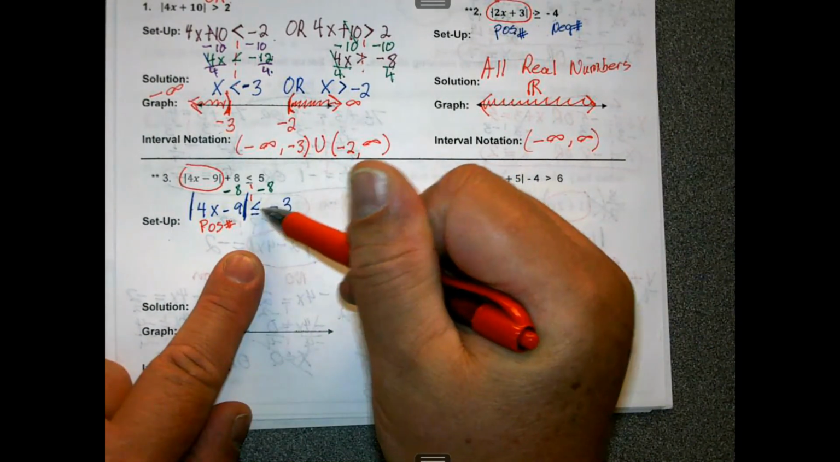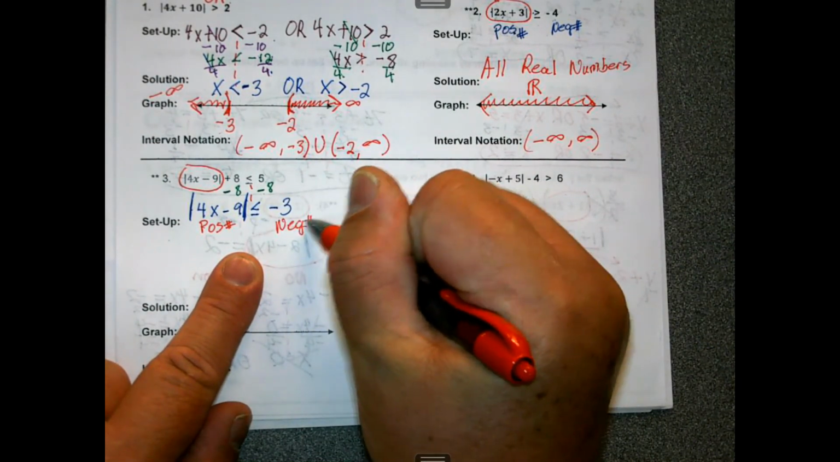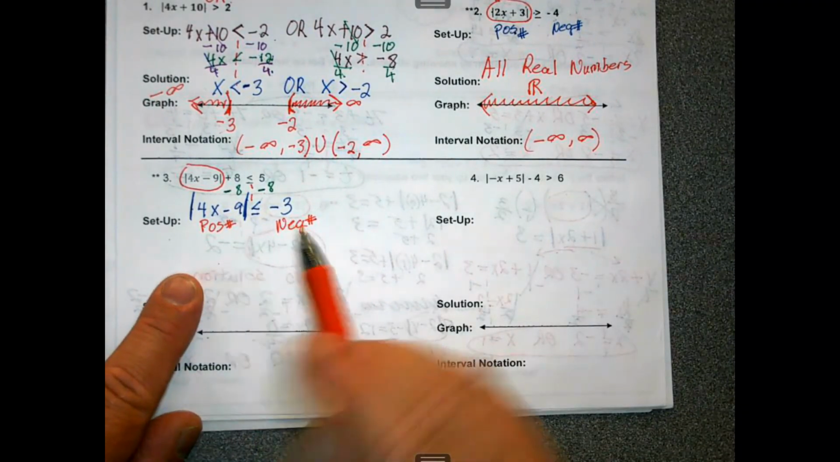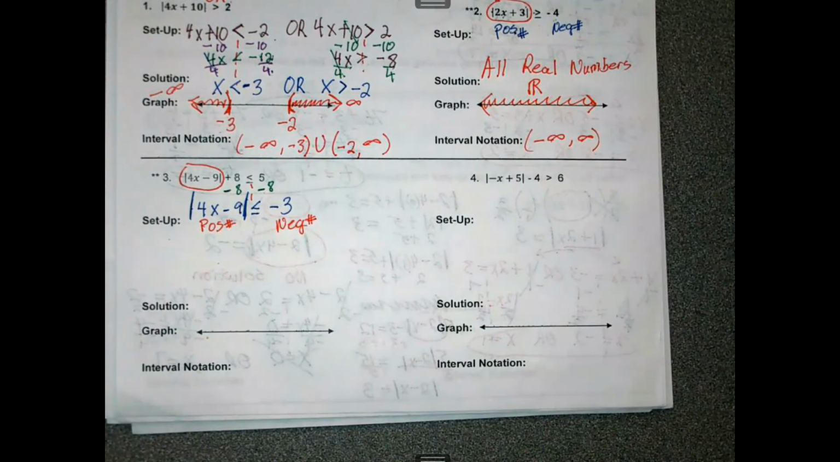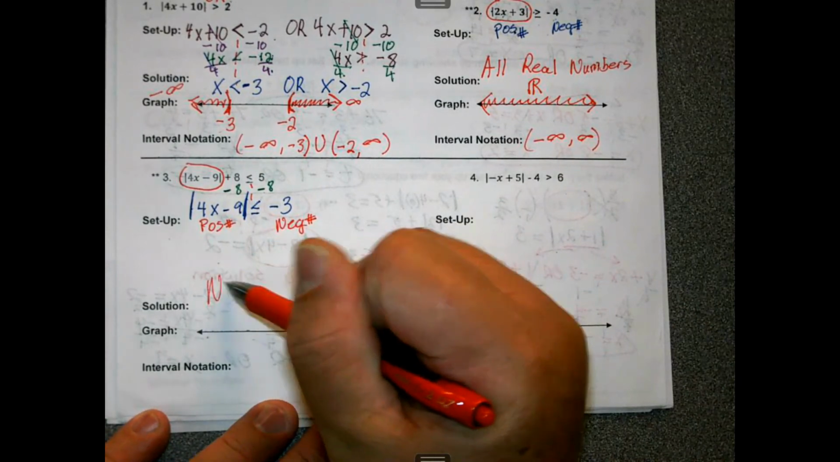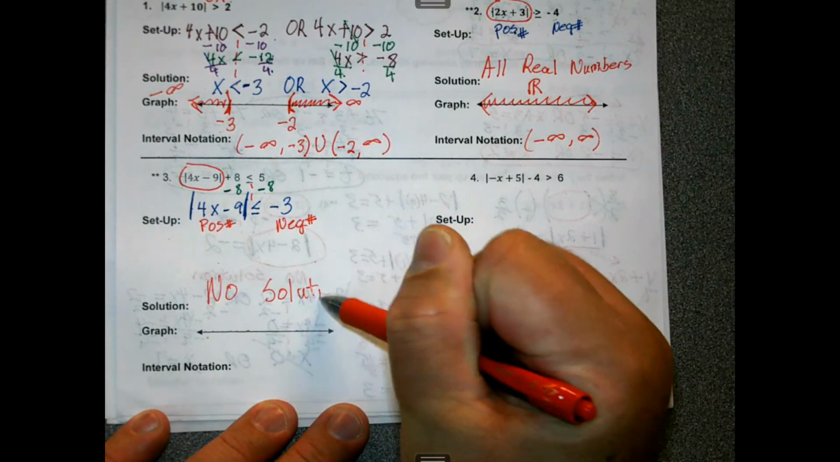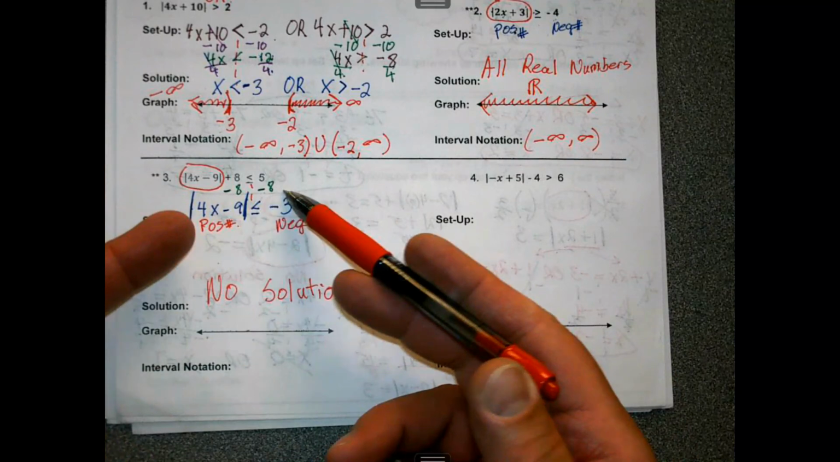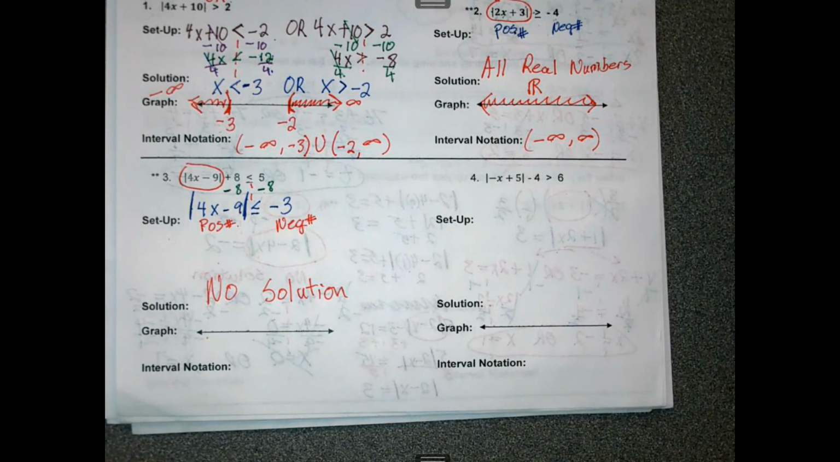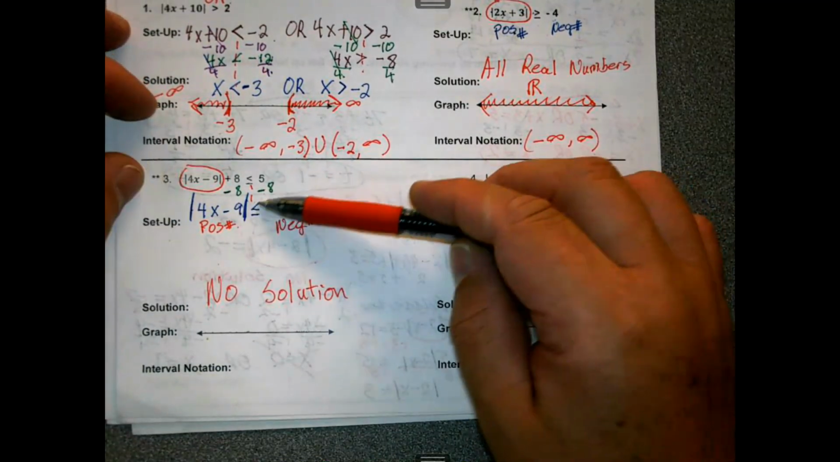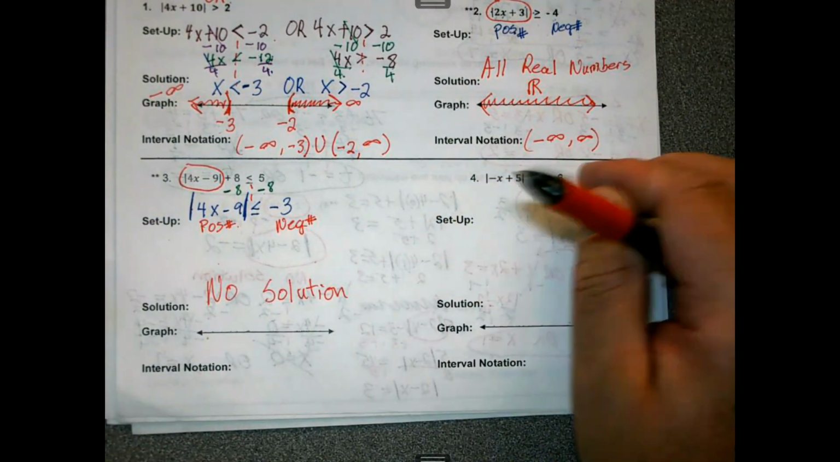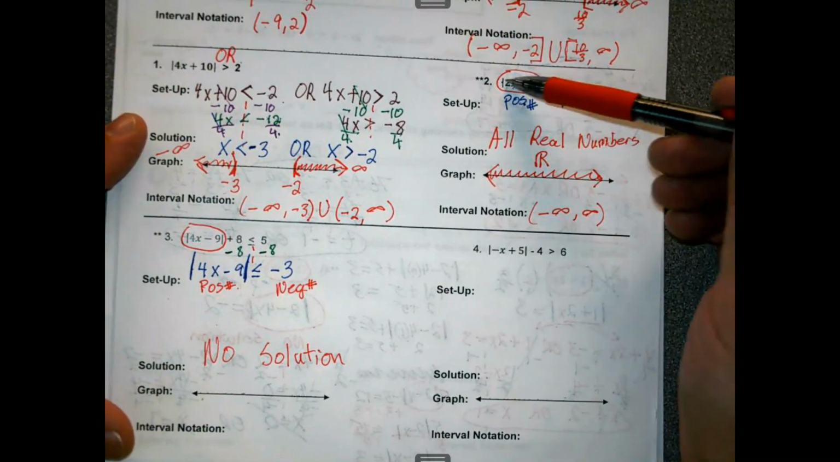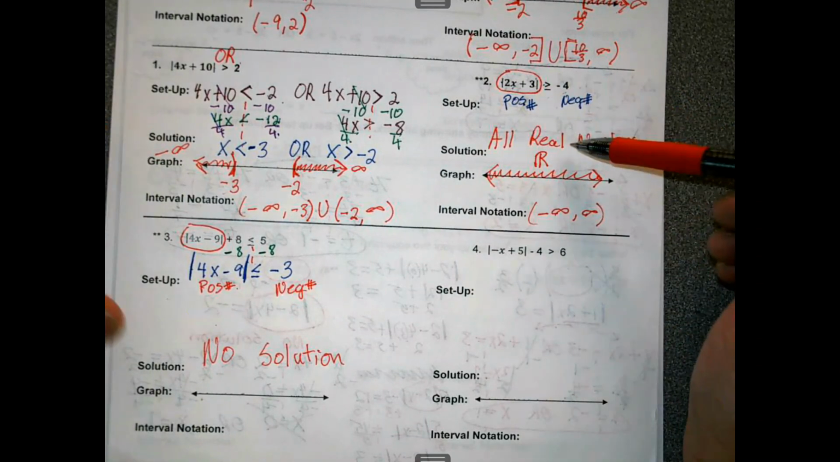This time, they want it to be less than a negative number. Is there an instance where any positive number is less than a negative number? Can that happen? Yeah, we get it. There's nothing I can plug in for x that'll make this positive number less than a negative number. So there's your answer, right? If we have an absolute value less than a negative number, there's no solution. If I have an absolute value greater than a negative number, it's going to be all real numbers.